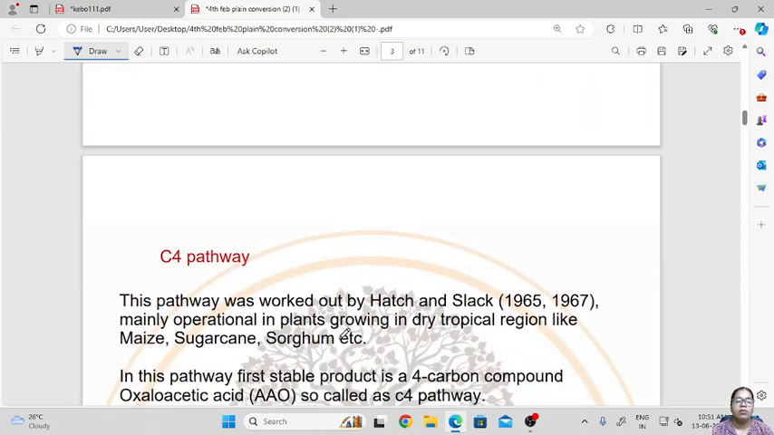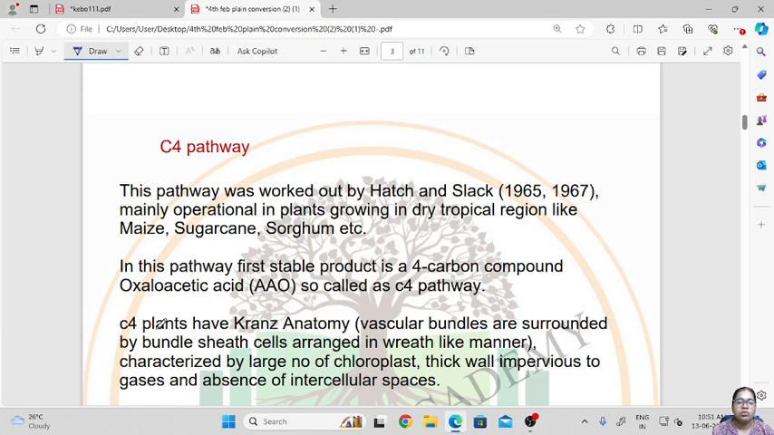Then let us see what is the C4 pathway. This is a pathway which was found by Hatch and Slack in 1965 and 1967. It is mainly operational in plants growing in dry tropical regions like maize, sugarcane, sorghum. So the C4 pathway is basically seen in maize, sugarcane, sorghum and plants which grow in dry tropical regions.